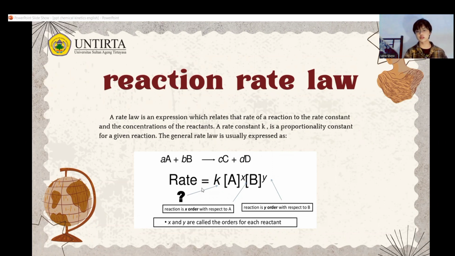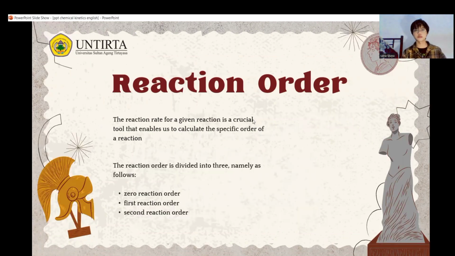Reaction is X order with respect to A. Reaction is Y order with respect to B. X and Y are called the orders for each reactant. Reaction order. The reaction rate for a given reaction is a crucial tool that enables us to calculate the specific order of the reaction. The reaction order is divided into three, namely as follows: zero reaction order, first reaction order, and second reaction order.